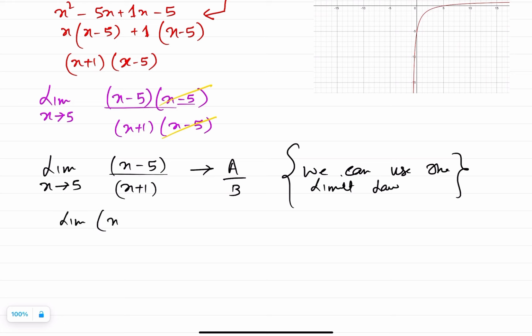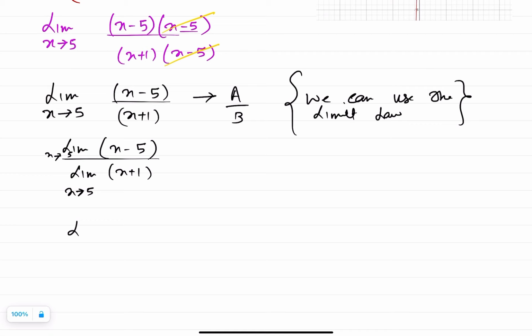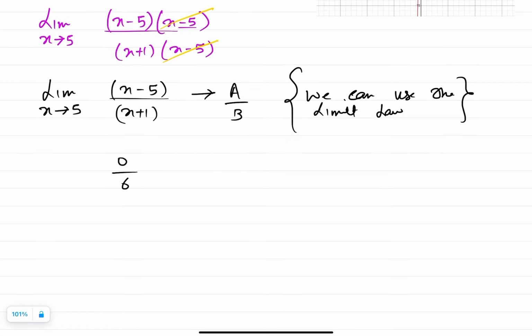Limit x minus 5, limit x plus 1. You can simply put the value separately, or you can directly put 5 over here. That will be equal to, the top part will be equal to 0 and the bottom part will be equal to 6. That is 0 divided by 6, we know it is equal to 0. So for this function, the limit is equal to 0.